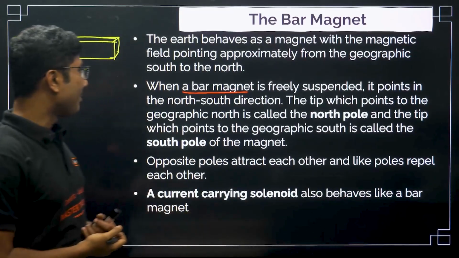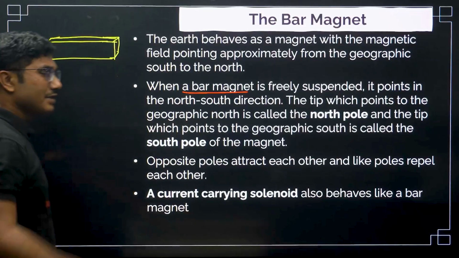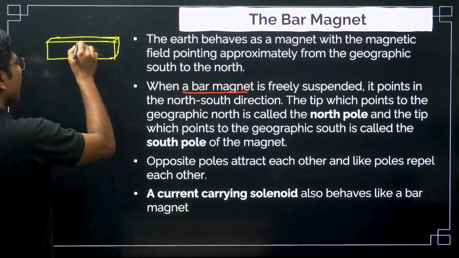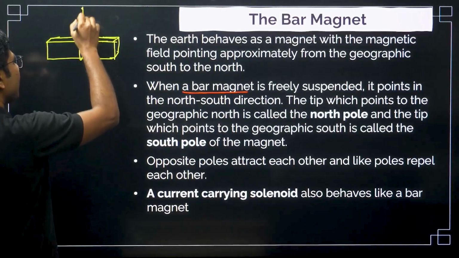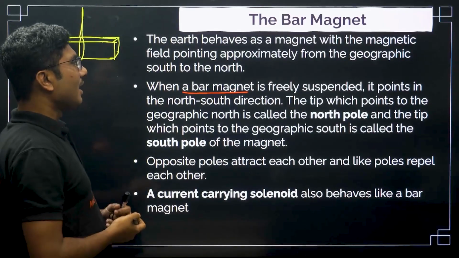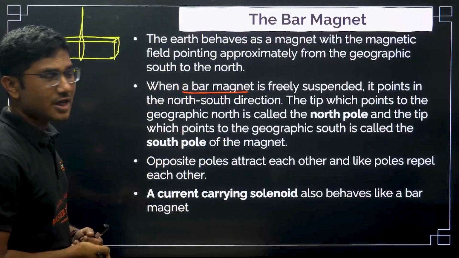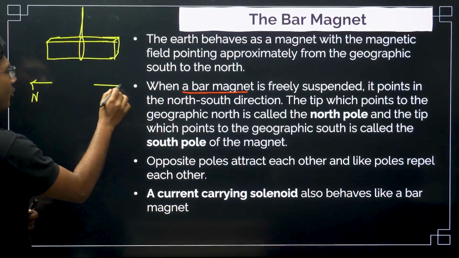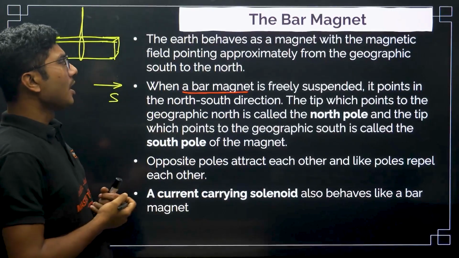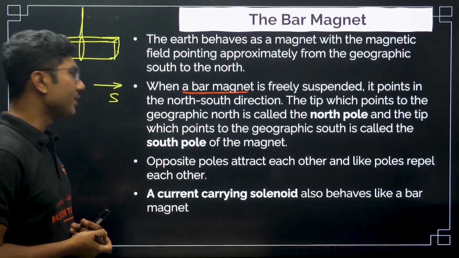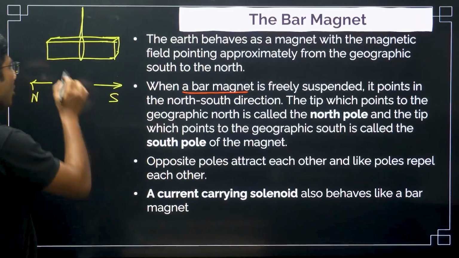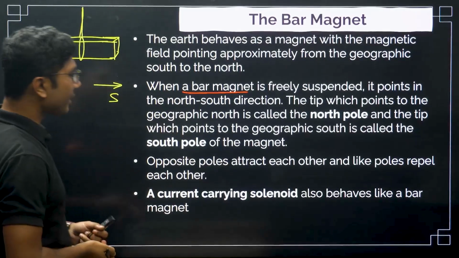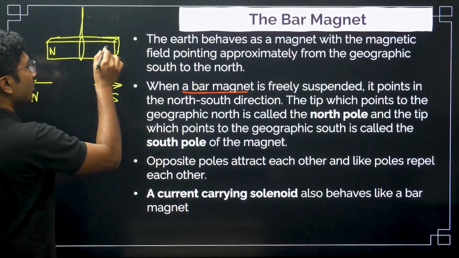So when a bar magnet is freely suspended, if you take this bar and suspend it using some thread from the middle, then it points in north-south direction. One end points towards north, one end points towards south. The tip which points towards the geographic north is called the north pole of the magnet, and the tip which points towards the geographic south is called the south pole of the magnet.